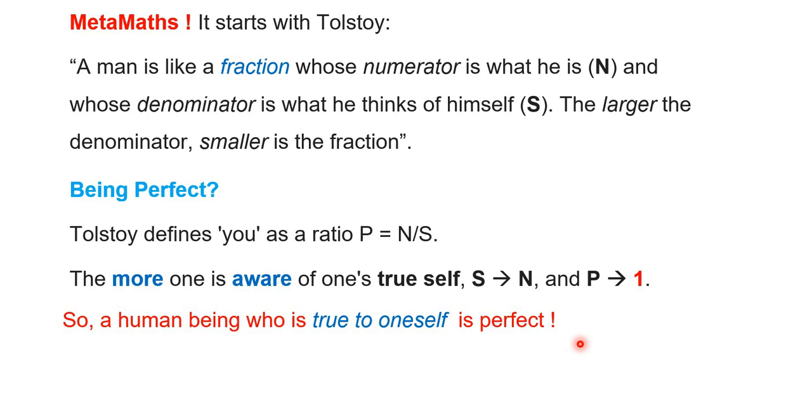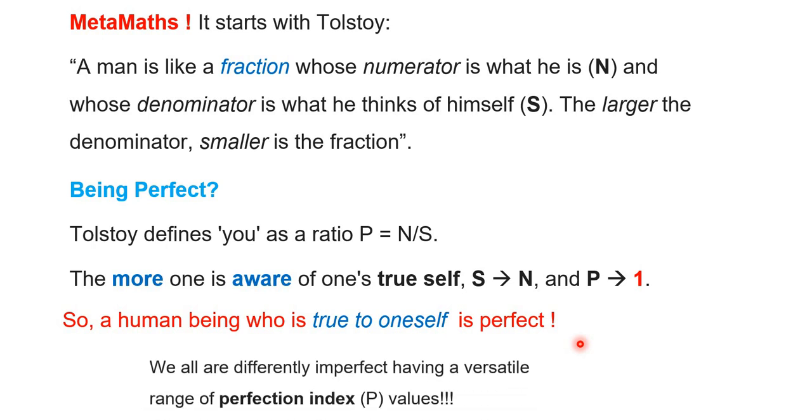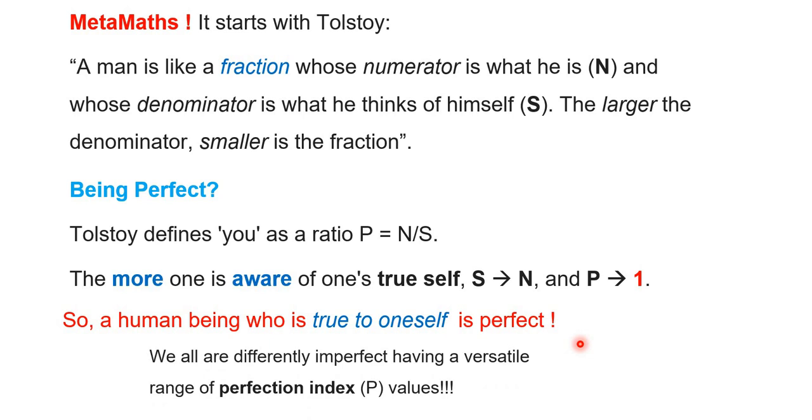Okay. So it's a bit of a philosophical conclusion, but I am talking in mathematical language. And obviously, we all are differently imperfect, having a versatile range of perfection index between 0 and 1.